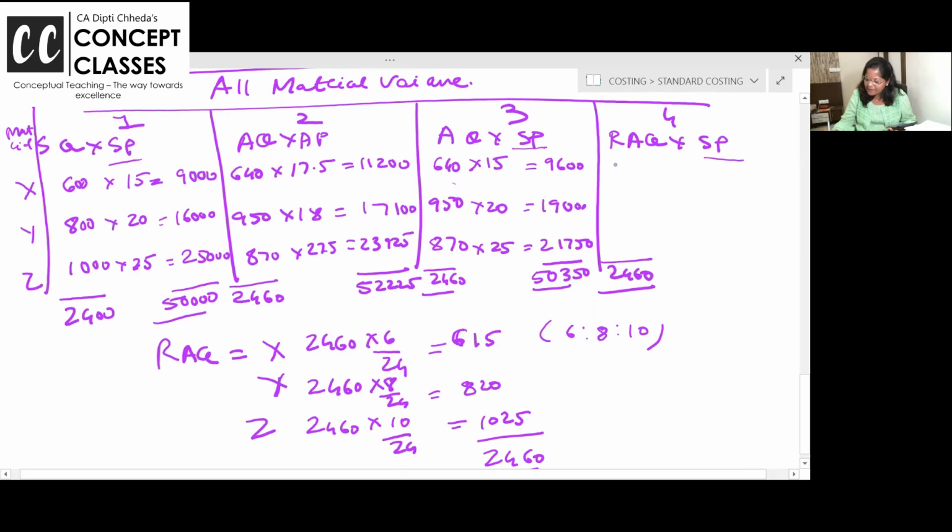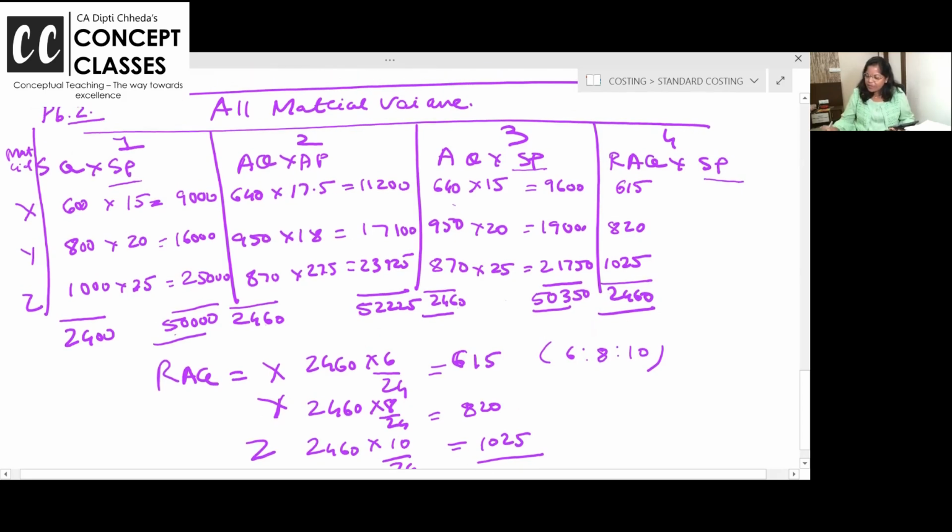Chalo, write down please here. 615, 820. Anyone in the class is confused, please ask me and I will repeat. Standard quantity, standard price. Actual quantity, actual price. Actual quantity, standard price. Revised actual quantities, use more, but in the standard ratio. And now selling price: 15, 20, 25.